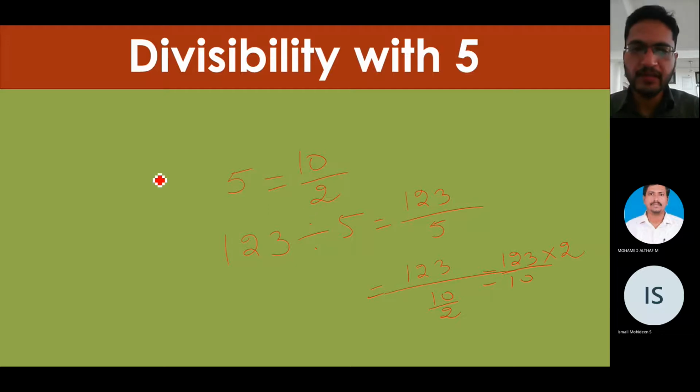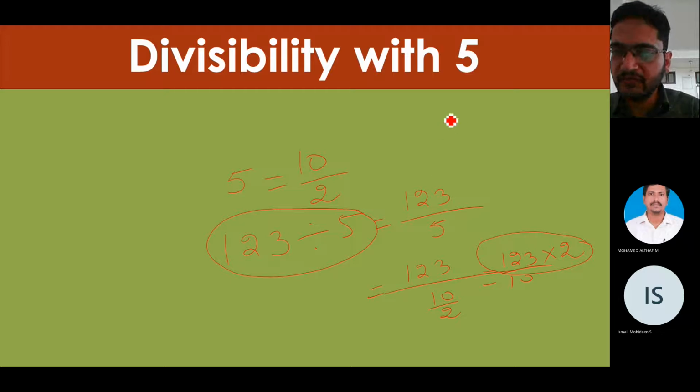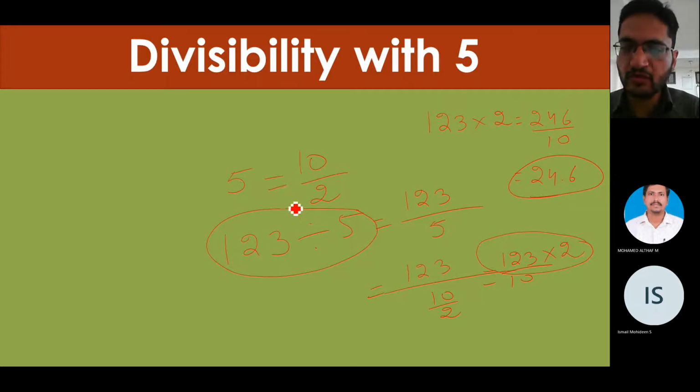So whenever we want to divide any number by 5, first of all we will multiply that number by 2. In the first step we will multiply 123 by 2, that is 246, and in the second step we will divide the answer by 10. So it is 24.6. Therefore 123 divided by 5 is equal to 24.6.